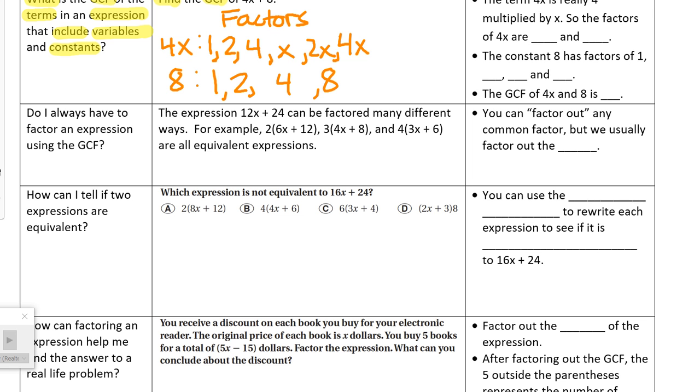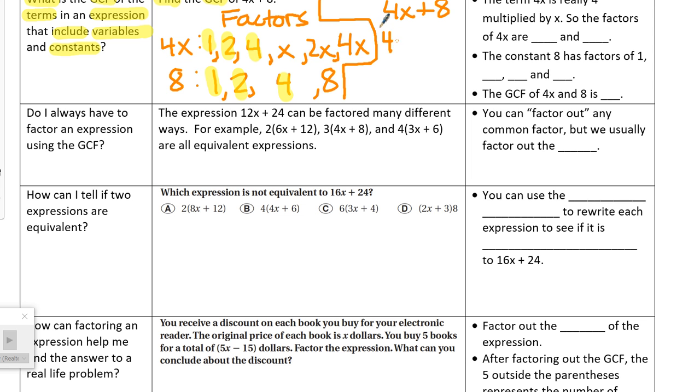So what numbers are common in both lists? We have 1 in both lists, 2 in both lists, and 4 in both lists. x isn't in both lists, 2x isn't in both lists, 4x isn't in both lists, and 8 is not in both lists. So the GCF is 4. Now, what if this problem were slightly different and said factor out the GCF? How would we do it? Well, if we now know that the GCF is 4, we could factor out the 4.